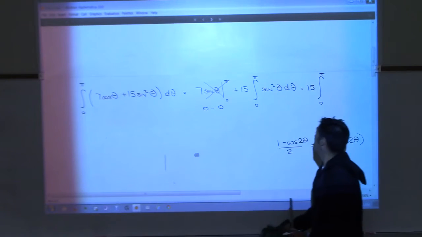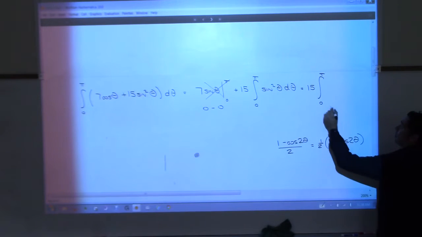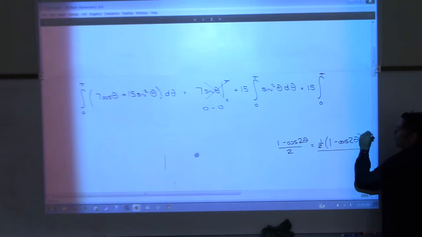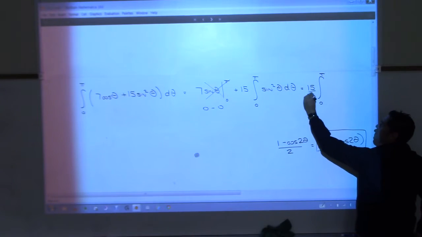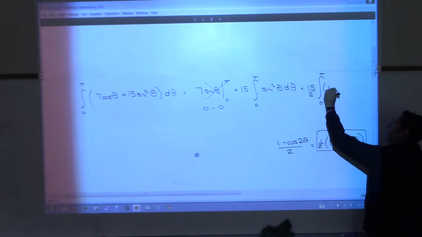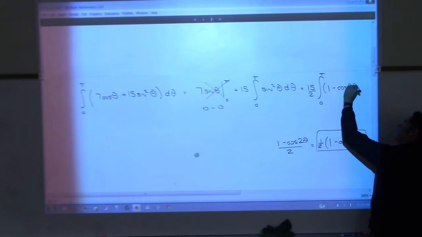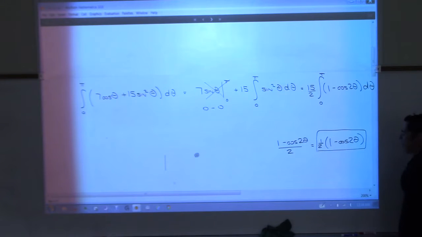But okay, so that's going to become, I like to use this one. In Cal 2, this is the version I like to use. So I pull the 1/2 out, that becomes 15 halves. And now I'm integrating 1 minus cosine 2 theta, d theta. And now I can integrate.